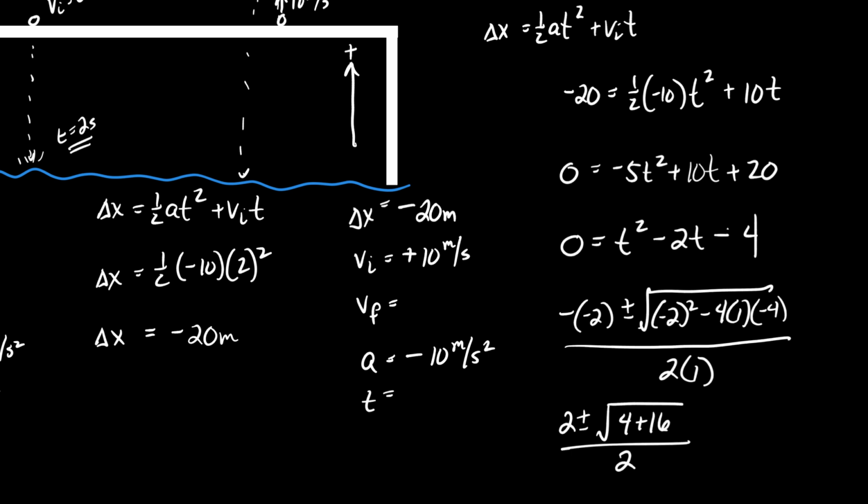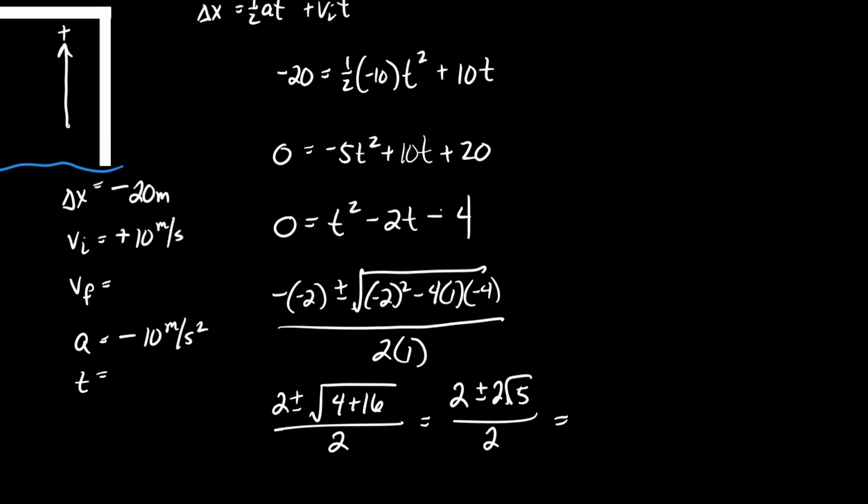4 plus 16 is 20, so that's 2 plus or minus root of 20. But root of 20 is 4 times 5, so that's going to be 2 root 5 divided by 2. So my answer is 1 plus or minus the root of 5. The root of 5 is bigger than 1, so the minus would give me a negative number, so I know that one doesn't matter. So my real answer is 1 plus root 5, which, I don't know, probably 3 or 4 seconds. It took 2 seconds if I just dropped it. If I throw it up, I figure I'm going to add a second or so.